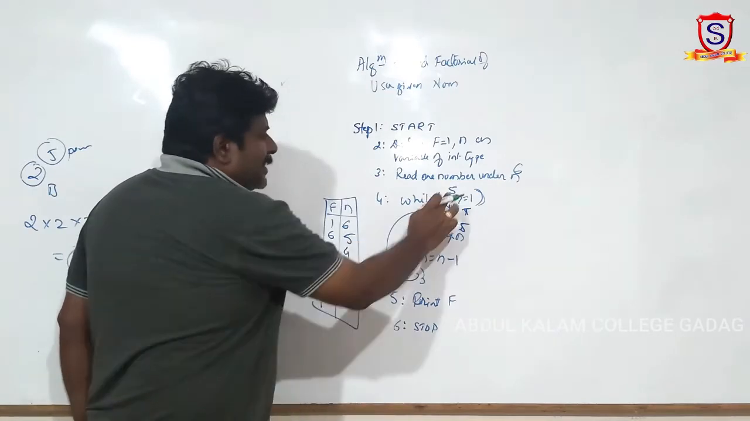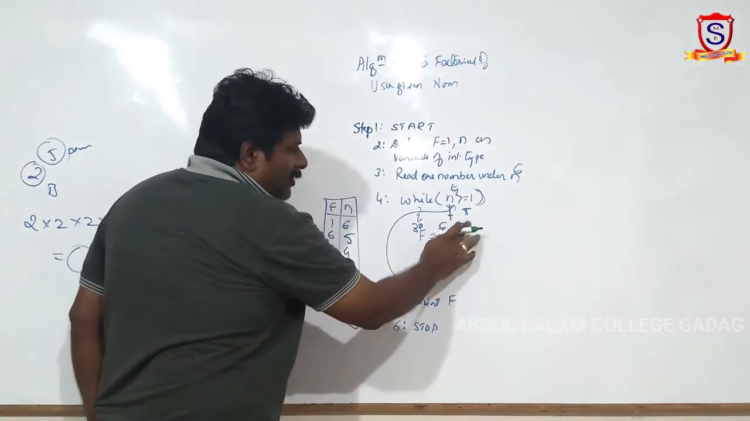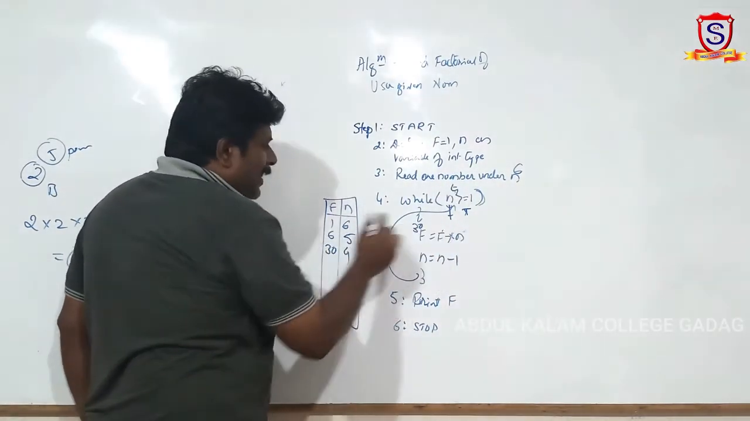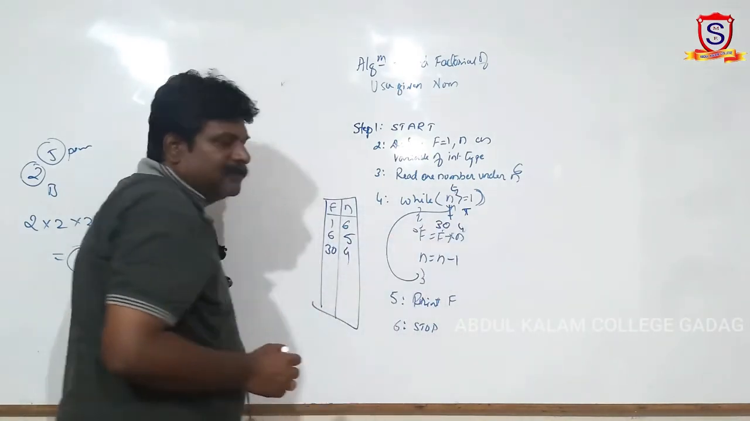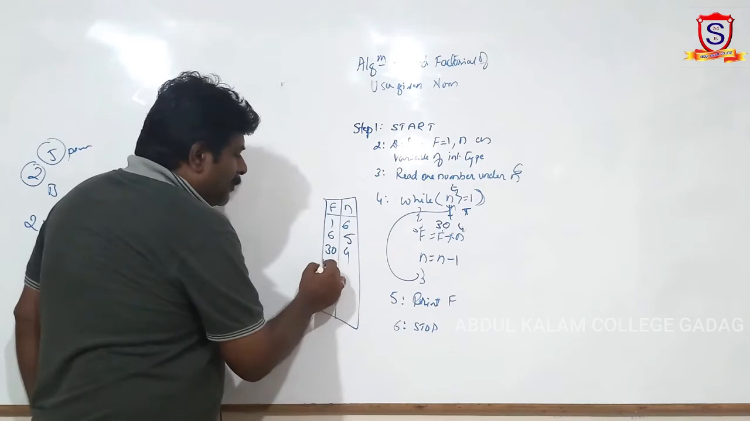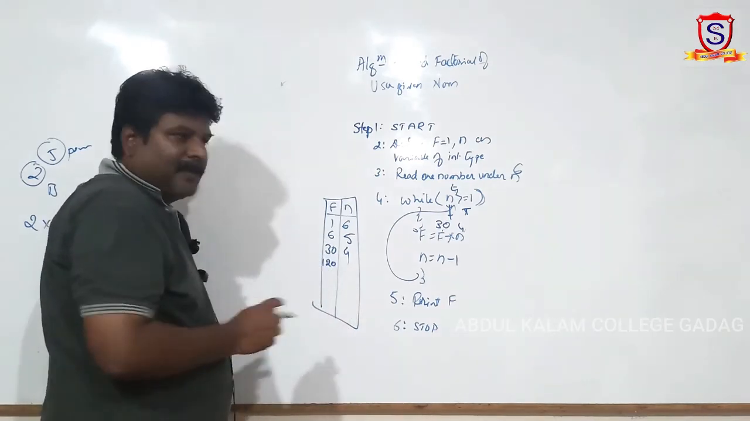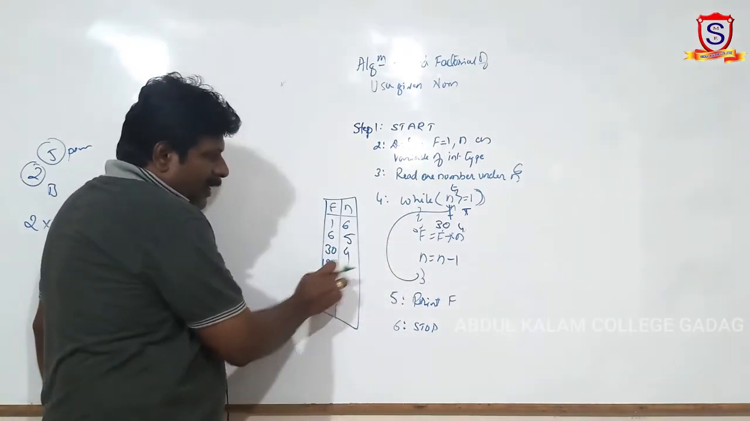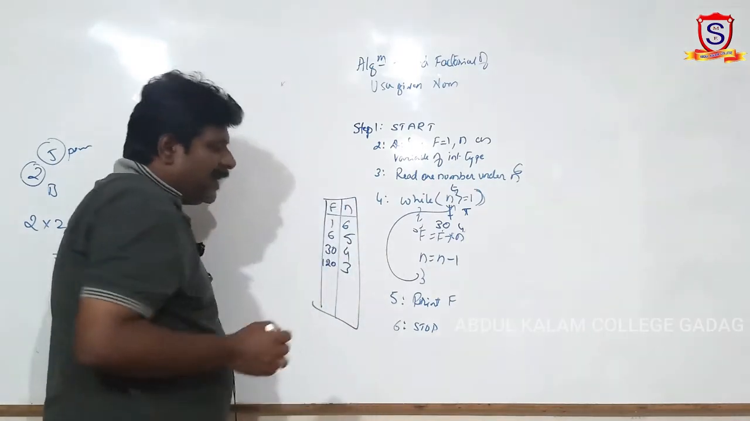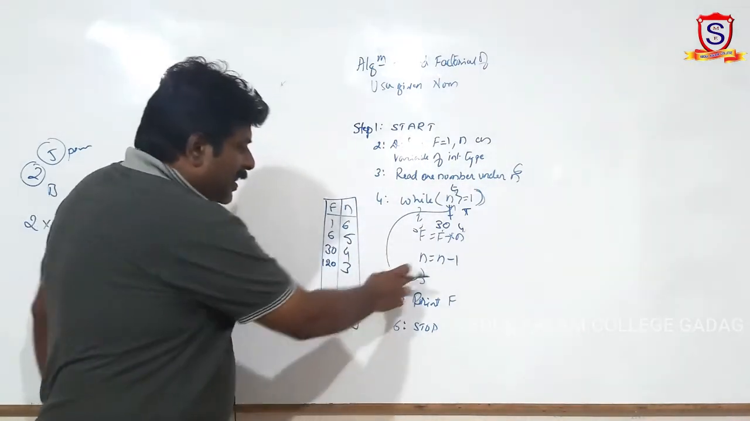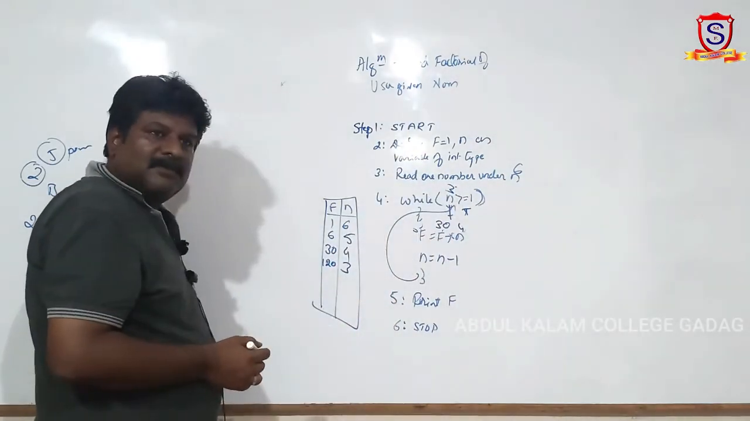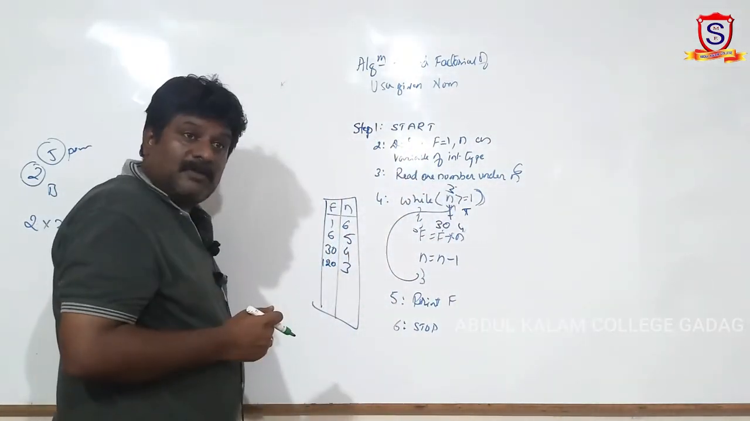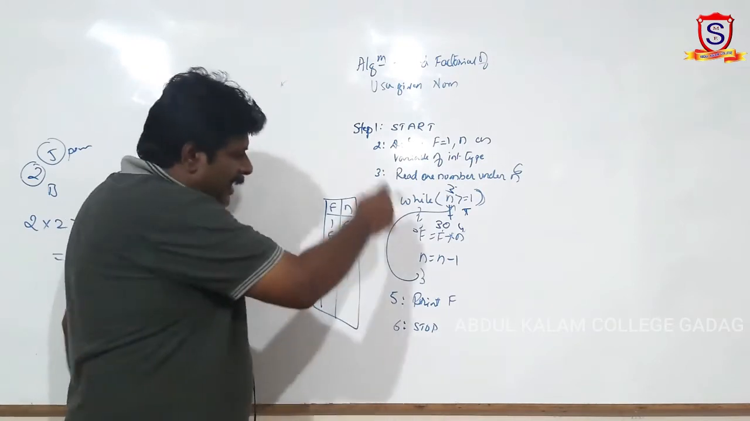Now n is carrying 4. 4 is greater than 1. It is true, gets inside. What is there in f? We have 30. What is there in n? We have 4. 30 into 4 becomes 120. f becomes 120. n equal to n minus 1, it becomes 3. Next, goes back. What is there in n? We have 3. Once again, it holds good. Gets inside.